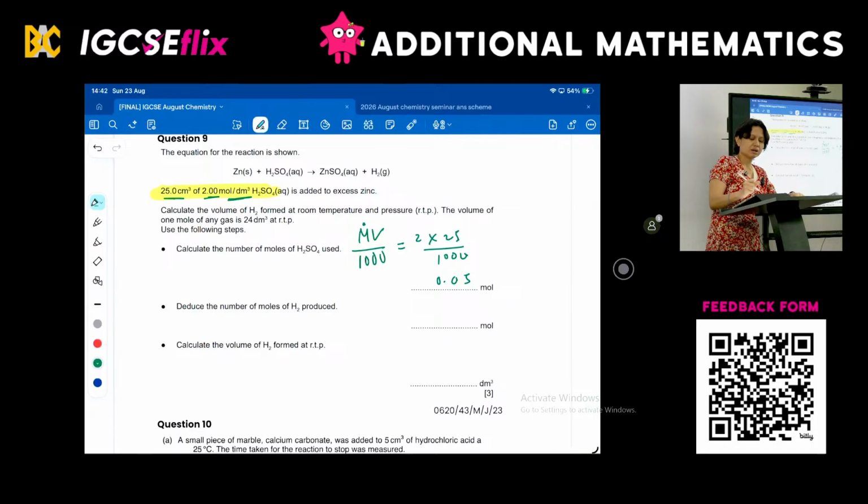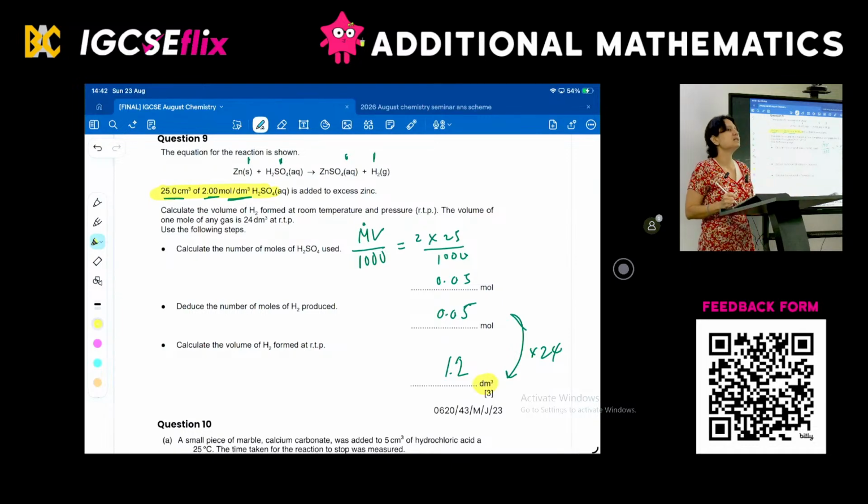Okay? So the ratio is what? The ratio is 1 to 1 to 1 to 1. So it's the same. Right? Okay, hydrogen is the same. So how do you change mole to volume? Multiply 24. You get 1.2. Okay, what mistakes do students make? They don't see the decimeter cube. Sometimes they say decimeter cube, sometimes they say centimeter cube. Okay?